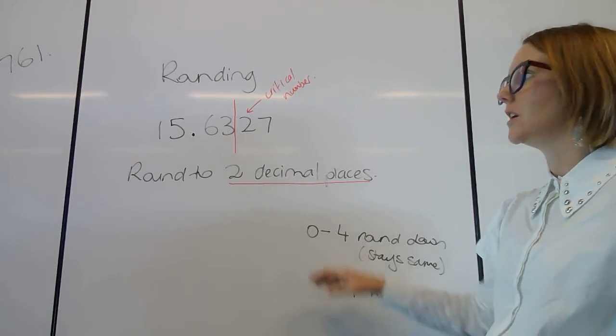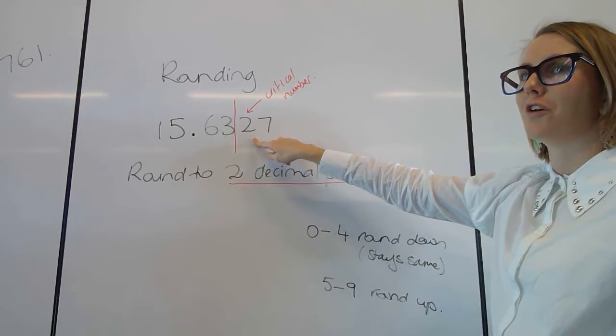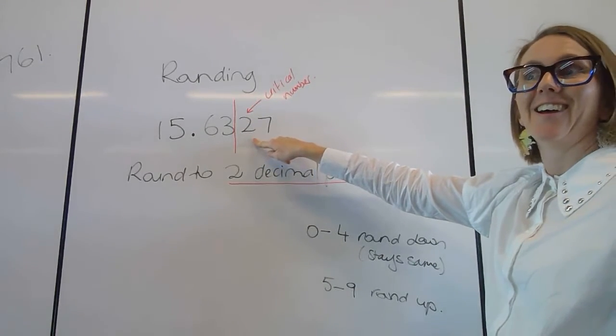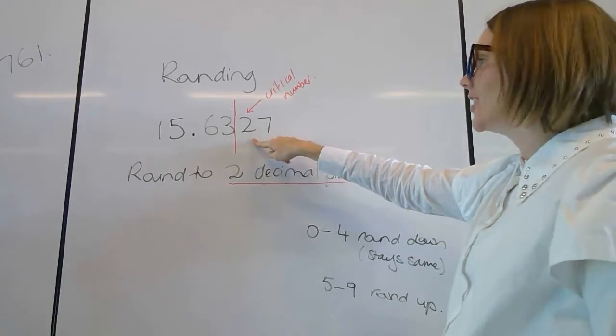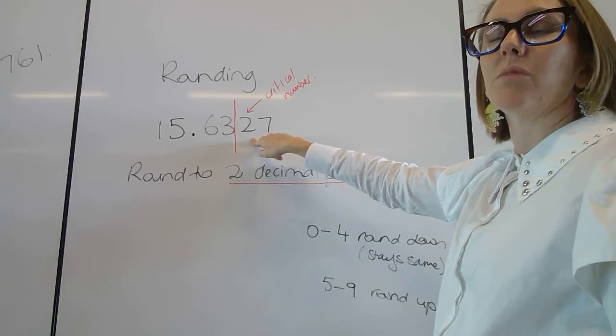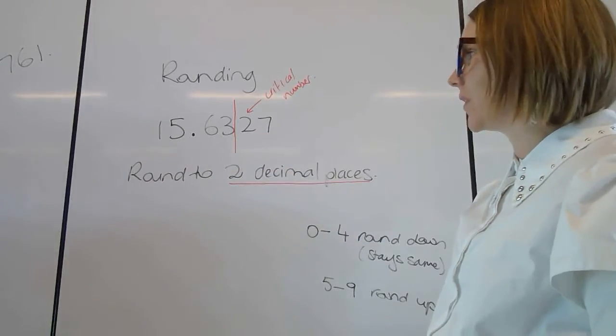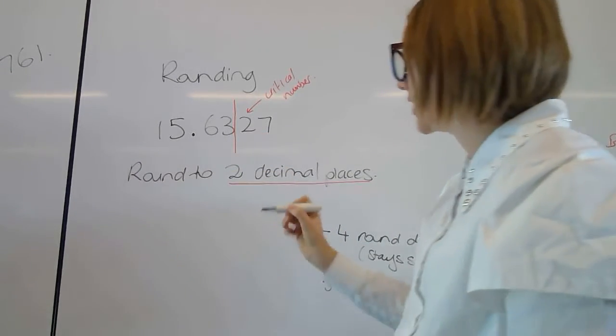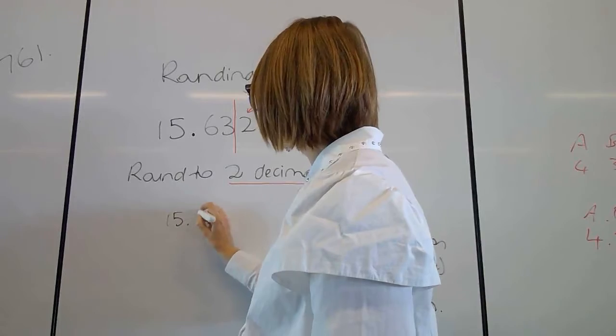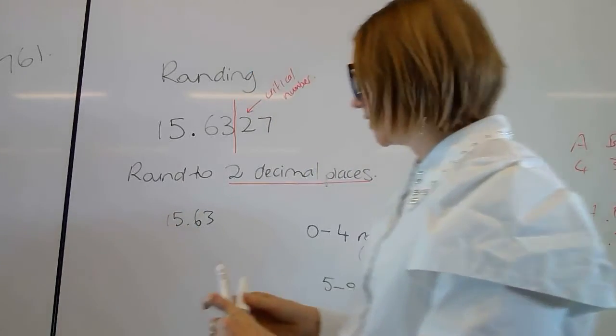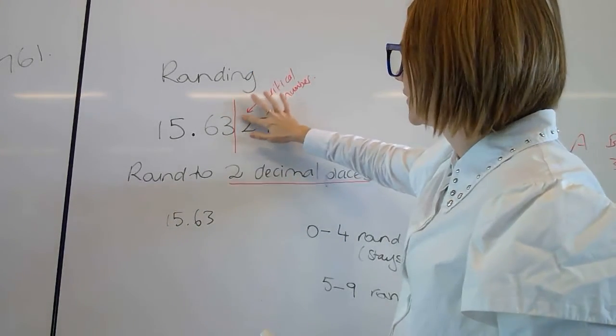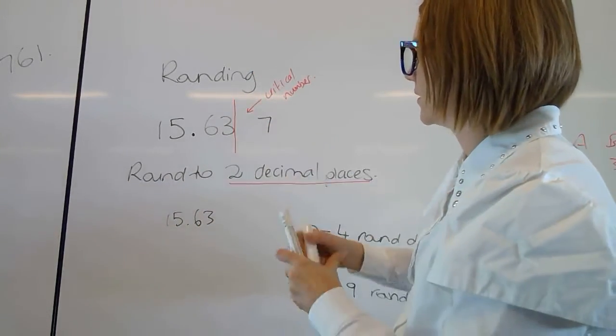So is that a 0 to 4 or is it a 5 to 9? Is that number 0 to 4 or 5 to 9? Right, thanks, 0 to 4. So I'm going to round it down, but that means I just leave it the same, okay? So my answer is 15.63.